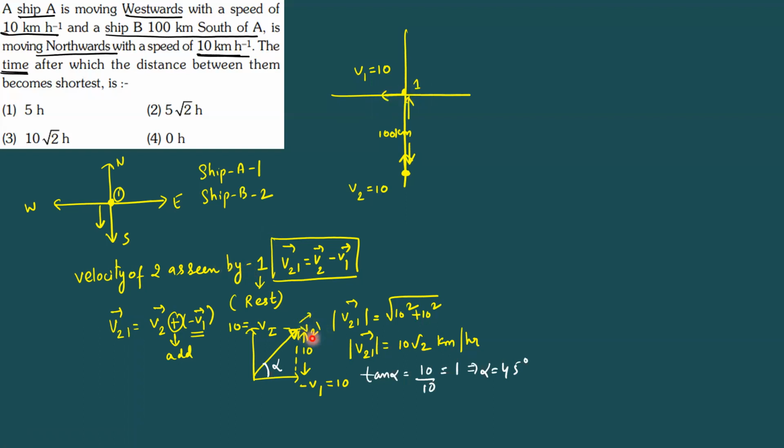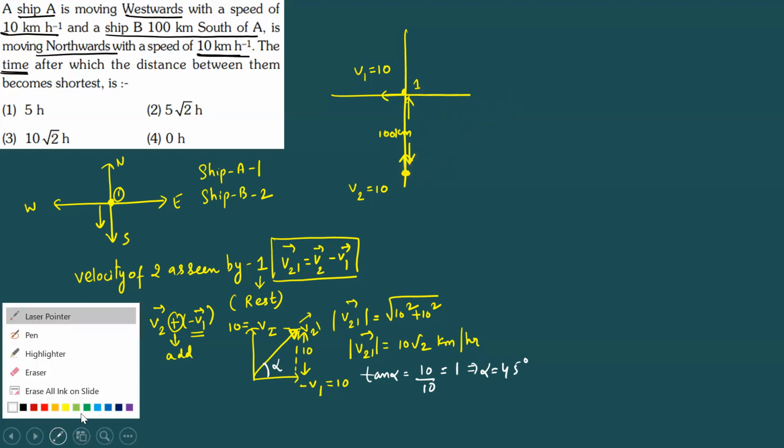Velocity of 2 as seen by 1 is in this direction. That means if you have kept 1 at rest, 2 will be moving in this direction with respect to 1. Velocity of 2 as seen by 1. So 2 will be moving in this direction, keeping 1 at rest. That's not the original scenario, but we will analyze the problem like this by keeping 1 at rest, so that we have to apply the equation only for one body. So velocity of 2 as seen by 1 will be in this direction.